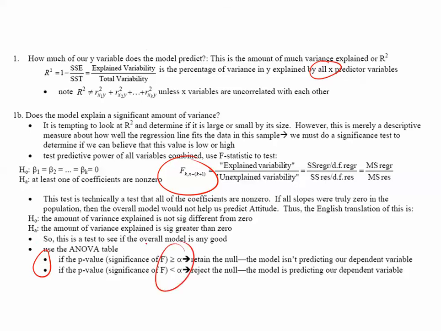If the p-value is greater than alpha, we retain the null. The model isn't predicting our dependent variable. If the significance F is less than alpha, then we would reject the null hypothesis and say, yes, indeed, there is a predicting relationship.